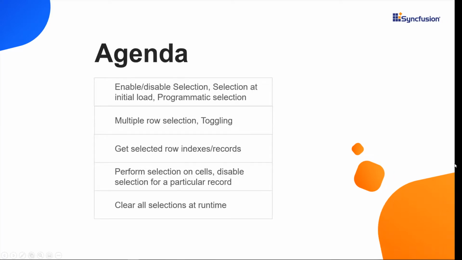In this video, I will show you how to enable or disable selection at initial load, programmatic selection, multiple row selection, and toggling. Also, I will show you how to get the selected row indexes and records, perform selection on cells, and how to disable selection for a particular record. Finally, I will explain how to clear all the selection at runtime in the Gantt chart.